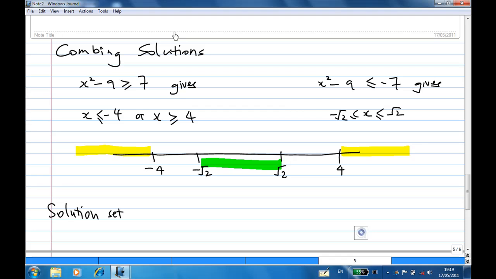So the solution set in interval notation is minus infinity to minus 4, including minus 4, union minus square root 2 to square root 2, including square root 2 and minus square root 2, union 4 to infinity, including 4. That is the end of the recording.